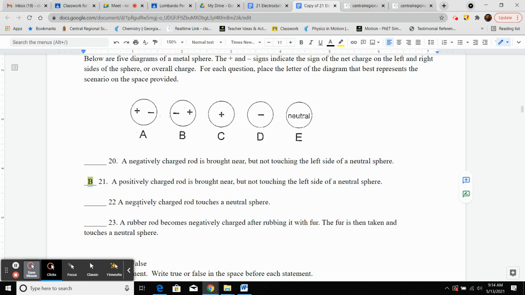Now, let's see. A negatively charged rod touches a neutral sphere. So if it's conduction, the neutral object will take on the same charge as the charged object. So if a negative touches neutral, then that neutral sphere is going to become overall negatively charged.